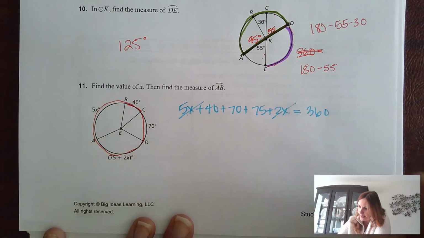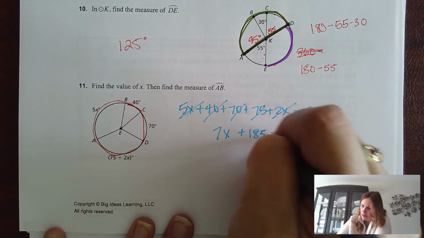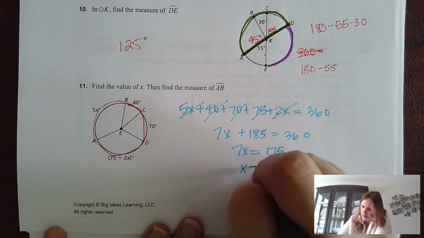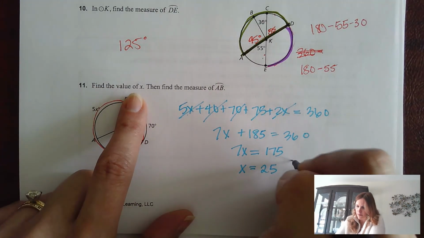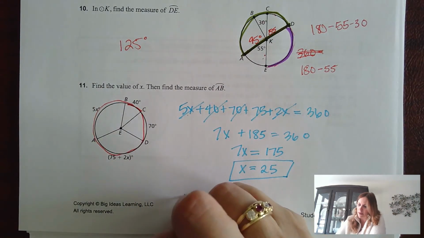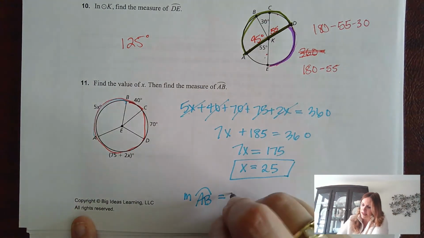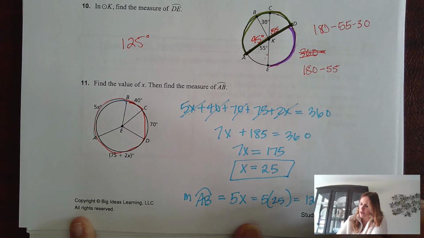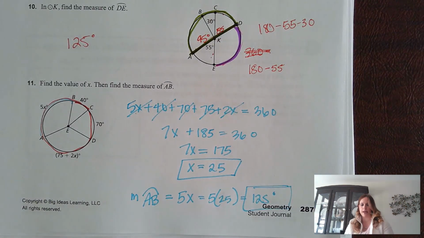Let's combine like terms. I have 7x plus 185 equals 360. Subtract 185, divide by 7. So I've got x equals 25. Be careful, because it said find the value of x, so we did that. But then it says find the measure of arc AB. The measure of arc A to B is 5x, which means it's 5 times 25, which is 125 degrees. That's how you would end that one. You would not only have to find x, but then plug it back in.